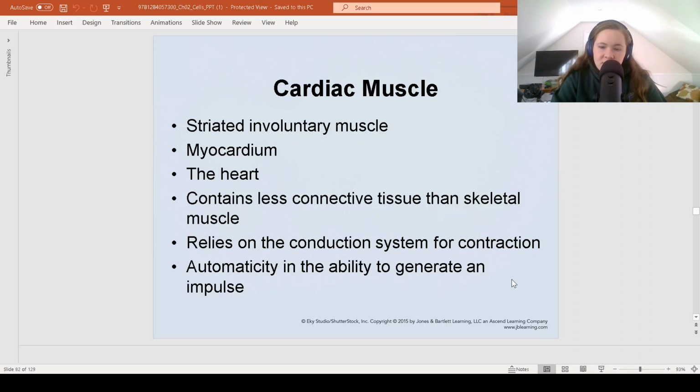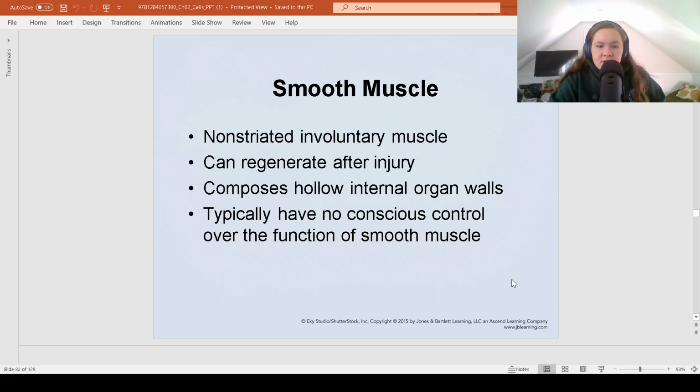It contains less connective tissue than skeletal muscle and relies on the conduction system for contraction, with the automatic ability to generate an impulse. Smooth muscle is non-striated involuntary muscle, can regenerate after injury, and composes hollow internal organ walls. We typically have no conscious control over the function of smooth muscle.